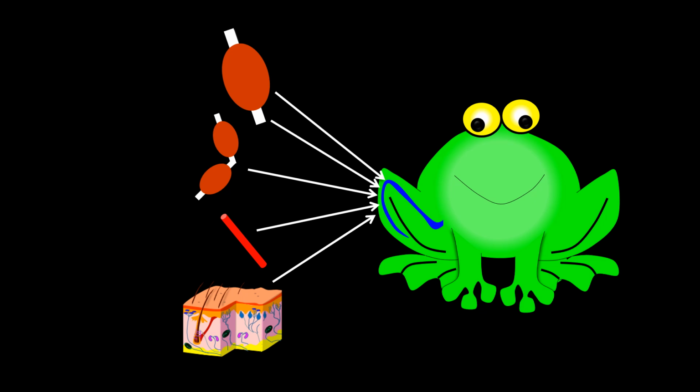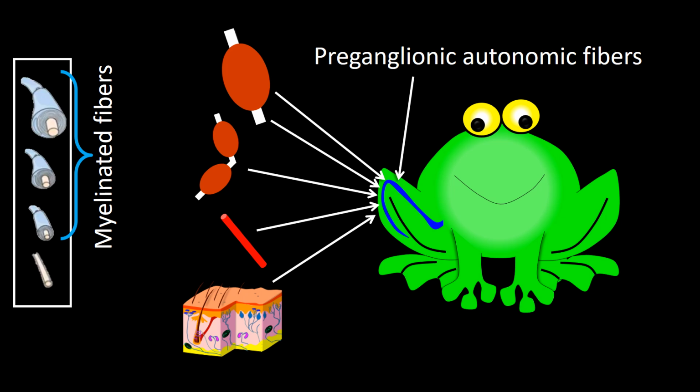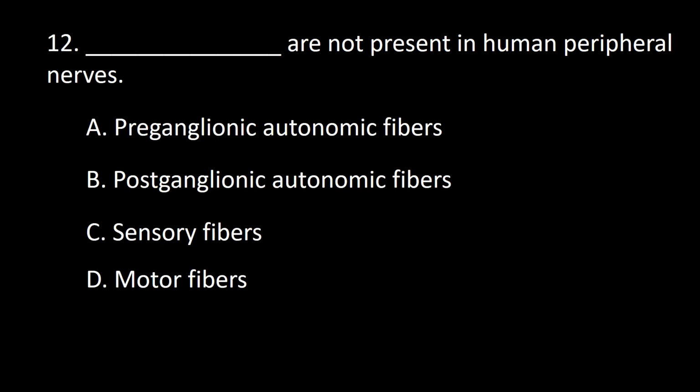Frog peripheral nerves have the same functional type of fibers as human peripheral nerves, but in addition, they have preganglionic autonomic fibers. Hence, in addition to the three types of myelinated fibers present in human peripheral nerve, frogs have a fourth group of even thinner myelinated fibers than the thinnest found in human peripheral nerves. So the answer to this question is A.